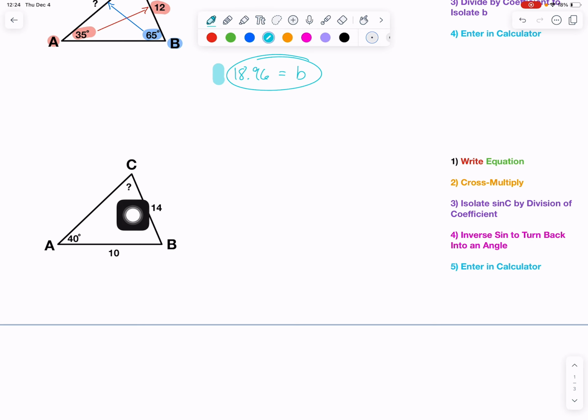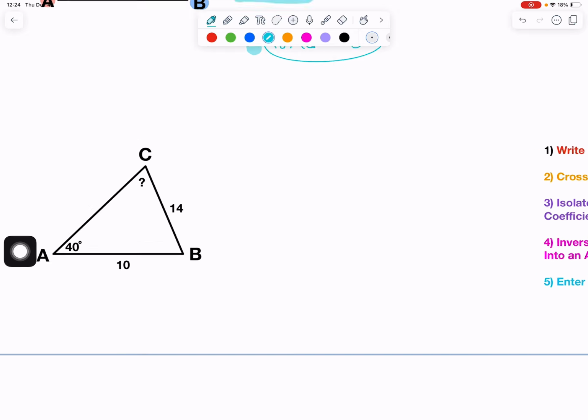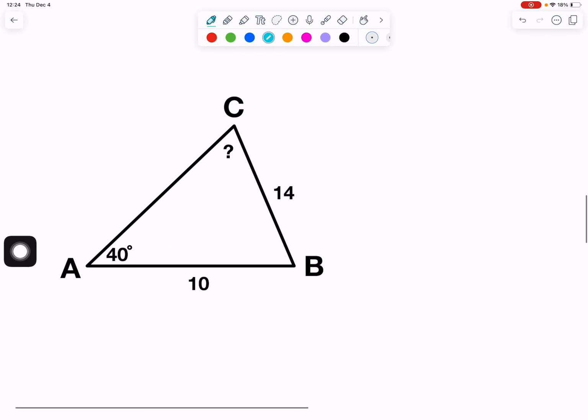So we just solved for a side. Now we're solving for an angle. There's just an added step. No big deal. But first, let's identify what we're working with.